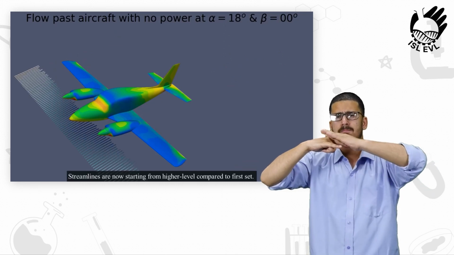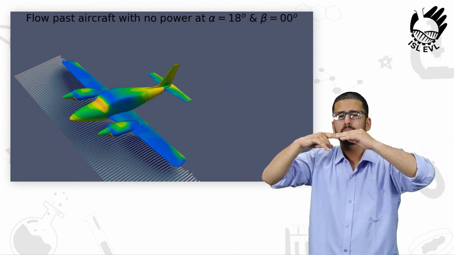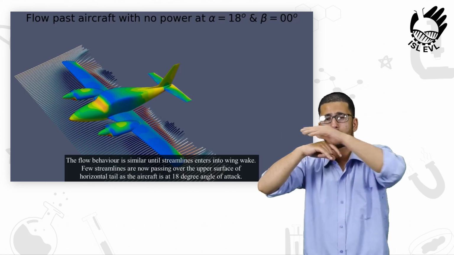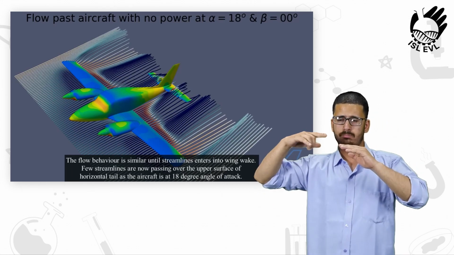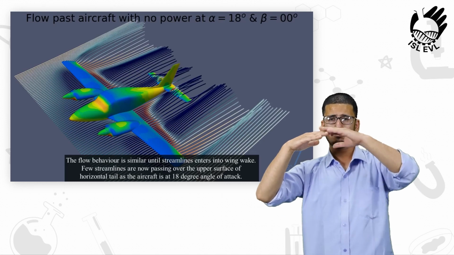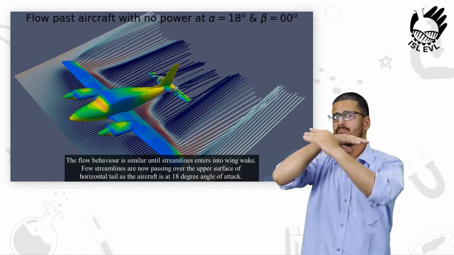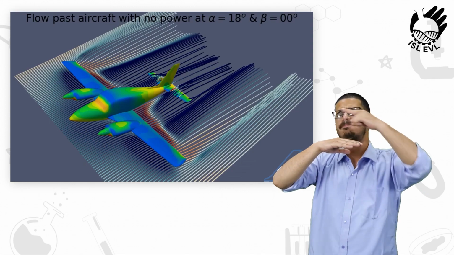Streamlines are now starting from higher level compared to first set. The flow behavior is similar until streamlines enter into wing wake. Few streamlines are now passing over the upper surface of horizontal tail as the aircraft is at 18-degree angle of attack.